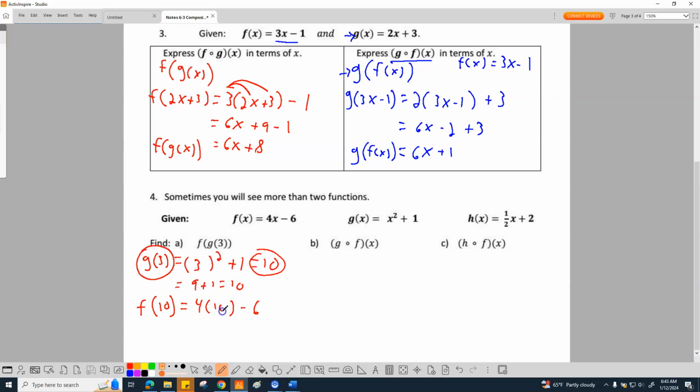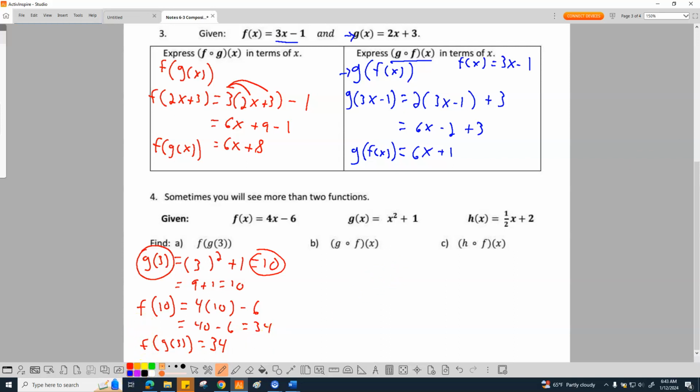Now it wants me to plug in 10. So now what do I have? I have 40. 4 times 10 is 40. Minus 6, and that gives me 34. So my full answer and how I record it, are you ready? The full way to record this is f of g of 3 equals 34. Not too shabby. Now let's go ahead and do B together.